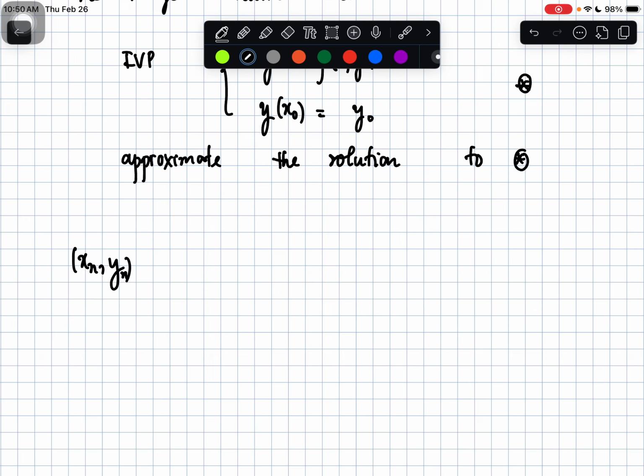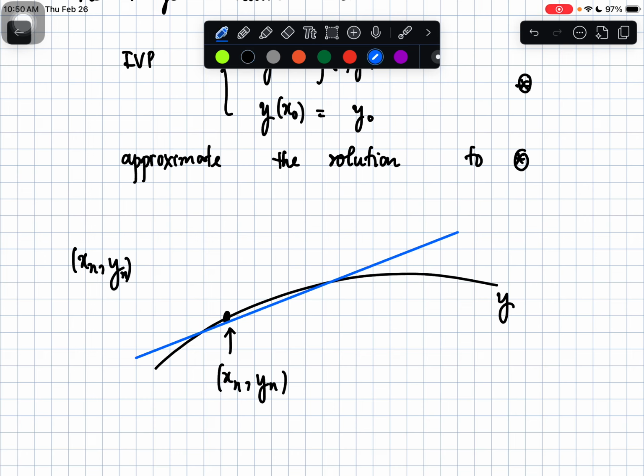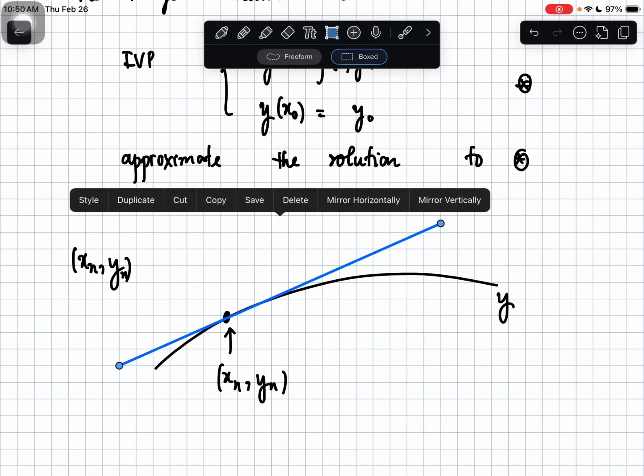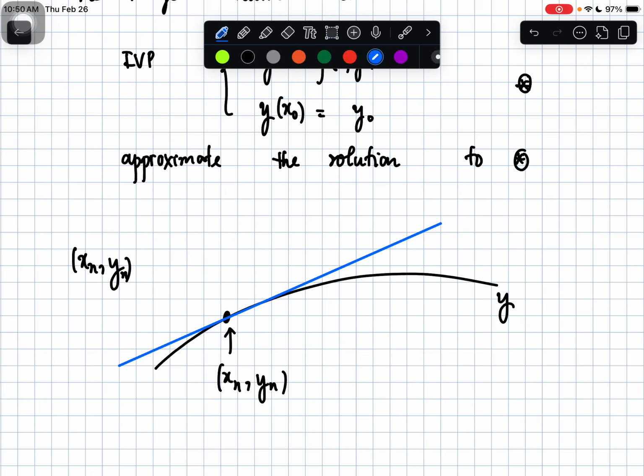So here's the idea for the Euler method. This is the actual solution curve, y here. We are in the step where we have xn, yn. We want to predict xn plus 1, yn plus 1. And the Euler method said that we just use a point on this tangent line to approximate the next point, xn plus 1, yn plus 1.